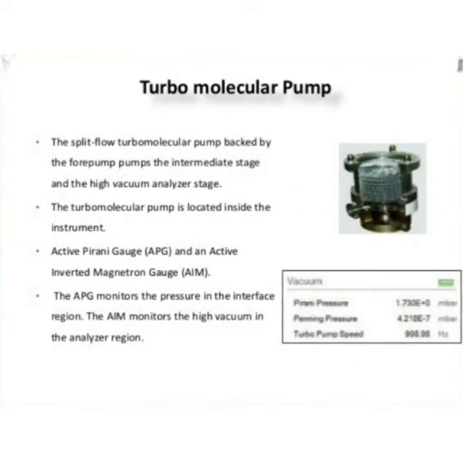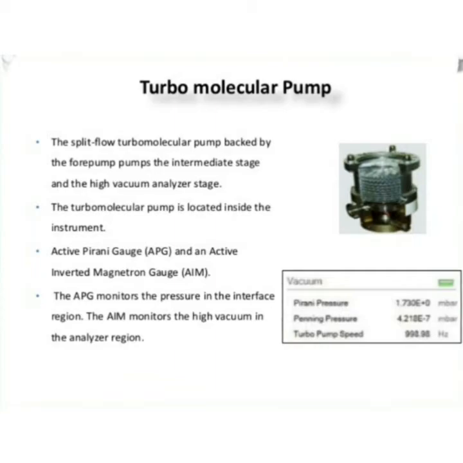Next is the turbomolecular pump. The split flow turbomolecular pump, backed by the forepump, evacuates the intermediate stage and the high vacuum analyzer stage. The turbomolecular pump is located inside the instrument. There is an active Pirani gauge (APG) and an active inverted magnetron gauge (AIMG). The APG monitors the pressure in the interface region. The AIMG monitors the high vacuum in the analyzer region.